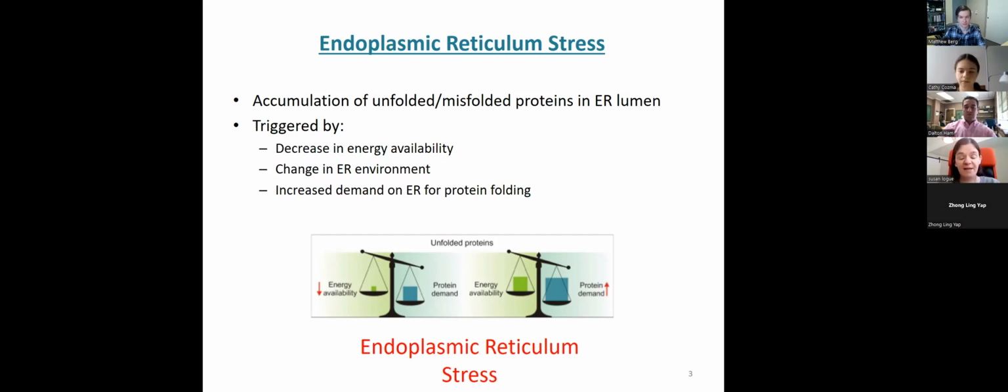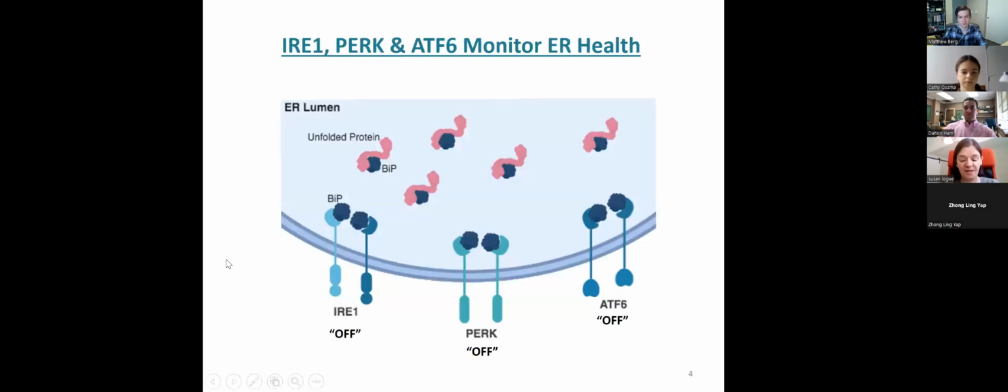In these instances, the capacity of the ER to meet the demands being placed upon it is overwhelmed, and we start to see the accumulation of unfolded or misfolded proteins. That's what we mean when we use the terminology endoplasmic reticulum stress. Our cells are constantly on the lookout for ER stress, and they monitor the health of the ER using three transmembrane receptors called IRE1, PERK, and ATF6. These receptors are anchored on the ER membrane, and they have an amino terminus that juts into the ER lumen and a cytosolic C terminus.